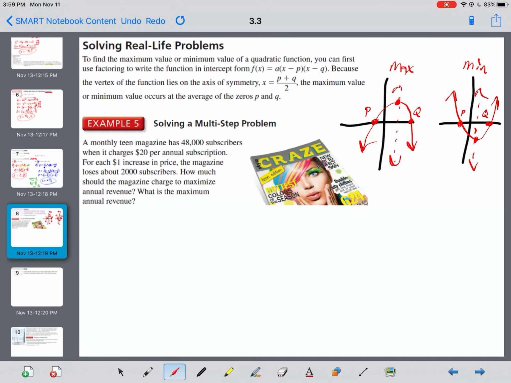So if you figure out how far P to Q is, and you divide it in two, that's the point right here, and that's the X part of this. So if you want to find out how high or how low it is, you plug that X into the equation, and you can solve for it. Doing it graphically is even easier. We're going to go Desmos, or go with the TI-84.